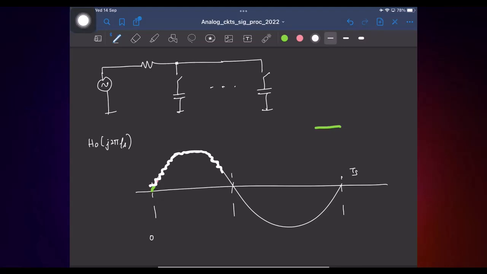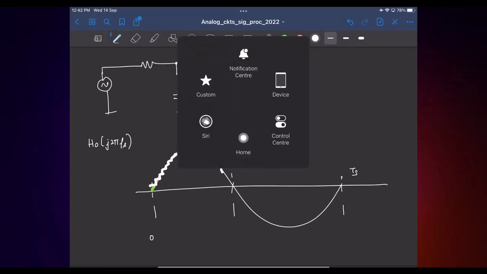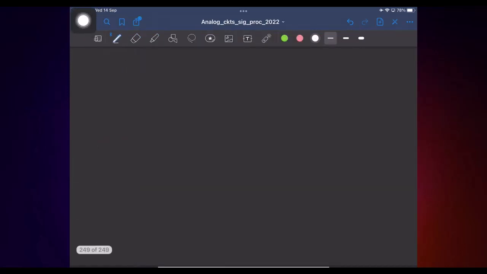Great. So that's all I had to say about n-path filters. Next, let's look at passive mixers. In the last class, I mentioned it with the flow but couldn't spend time on it, so let me actually do it today.